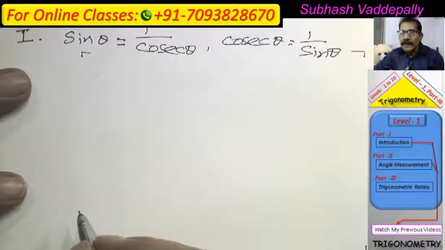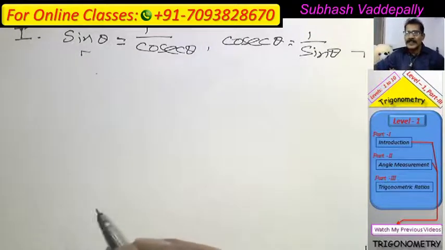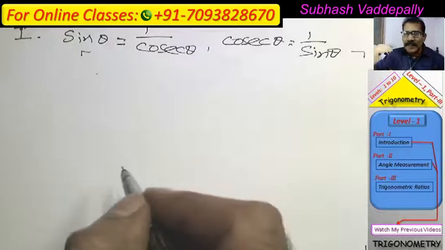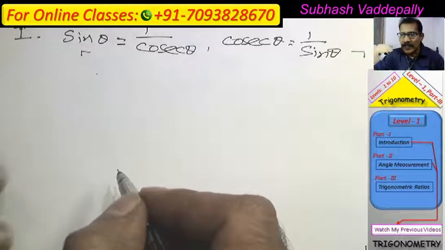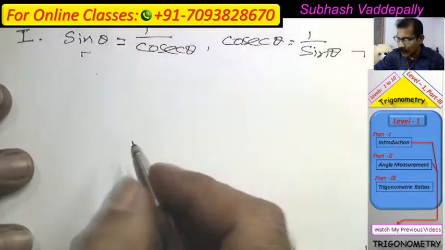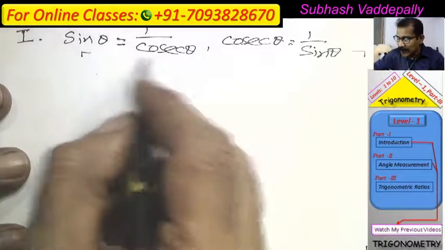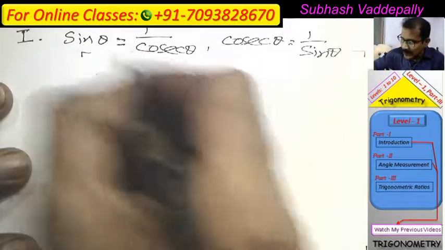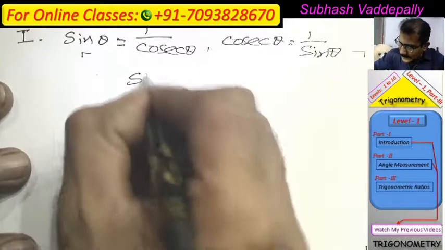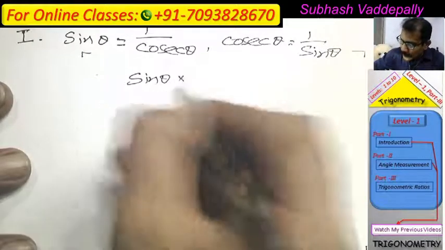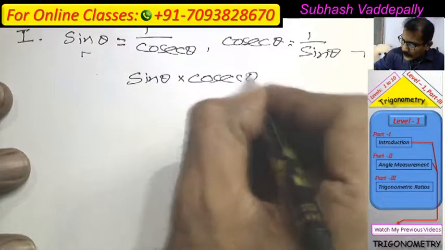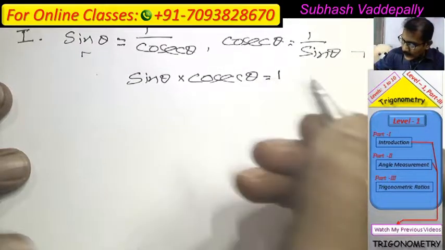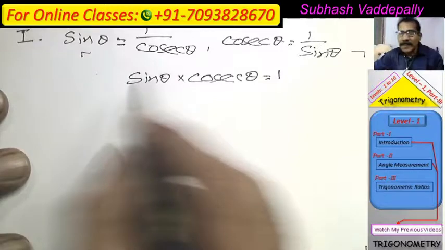And if, for example, x and y are two numbers that are reciprocals of each other, we can write x is equal to 1 divided by y, or y is equal to 1 divided by x, or x into y is equal to 1. Even here, you can understand like this: on cross multiplication, we get sine theta into cosecant theta is 1. This is the relation between sine and cosecant.